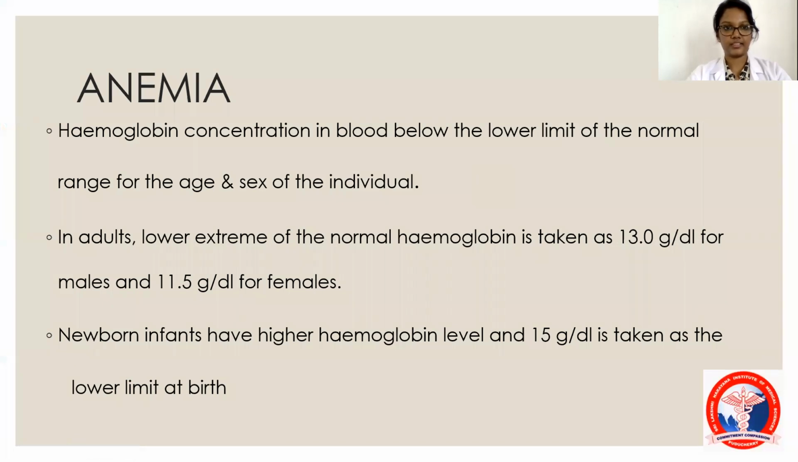So anemia is defined as hemoglobin concentration in blood below the lower limit of the normal range for age and sex of the individual. In an adult male, the lower extreme of the normal hemoglobin is taken as 13 grams per deciliter, whereas for a non-pregnant female, it's taken as 11.5 grams per deciliter. For a pregnant woman, it is 1 gram less than the normal for an adult non-pregnant female. Whereas in newborn infants, they have a higher hemoglobin level, and therefore 15 grams per deciliter is taken as the lower limit.